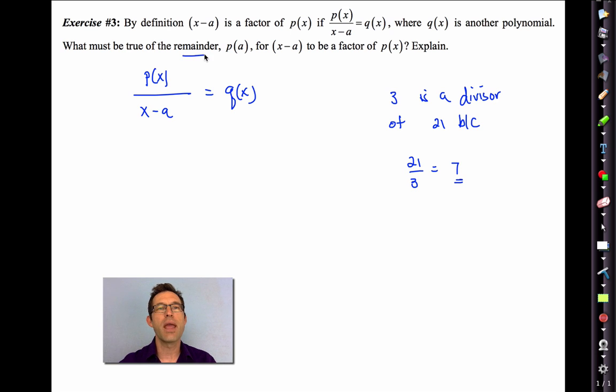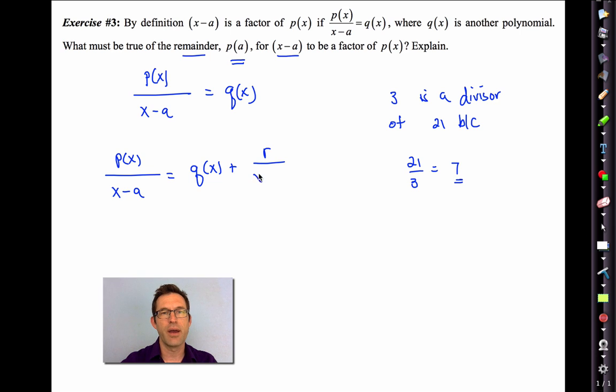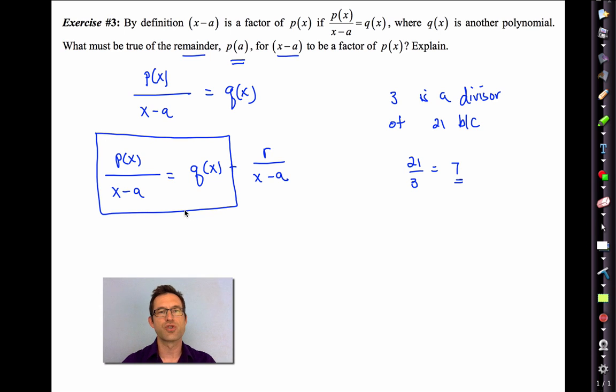What must be true of the remainder, i.e. p of a, for x minus a to be a factor of p of x? Explain. So what's the remainder got to be if x minus a is a factor of p of x? Well, let's take a look. We just had the remainder theorem that said p of x divided by x minus a isn't just q of x, it's q of x plus the remainder divided by x minus a. But we're saying that if x minus a is a factor, this is true. Well, then r must be equal to 0.